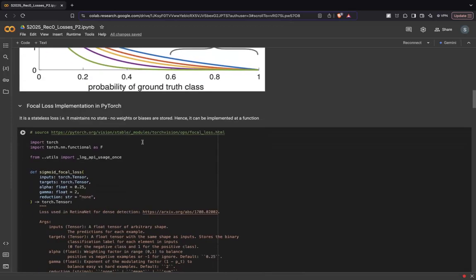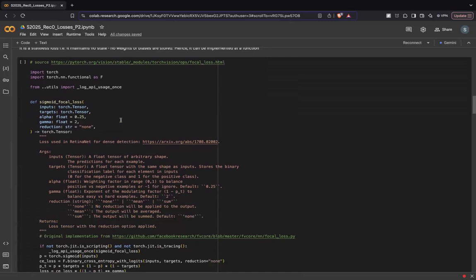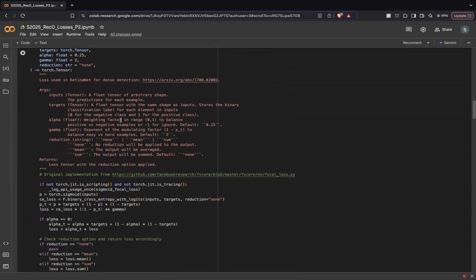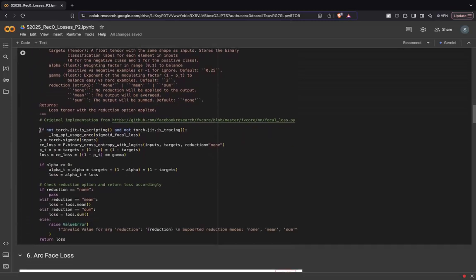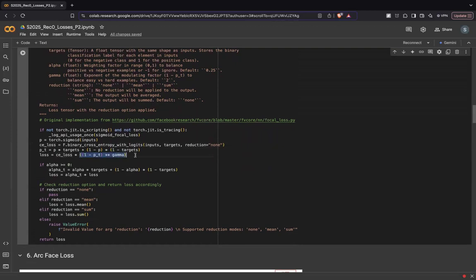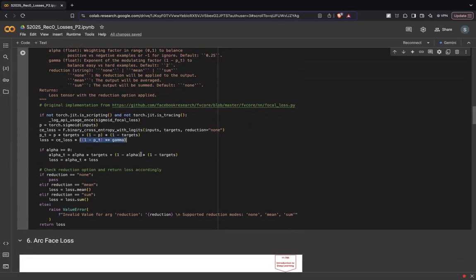This is again a stateless loss, just like cross entropy. That means there are no weights or biases stored here. It's just a simple mathematical formula. And the official PyTorch implementation also goes through it in the same way, in a functional manner, where it finds out the CE loss and then multiplies that with 1 minus pt to the power gamma.